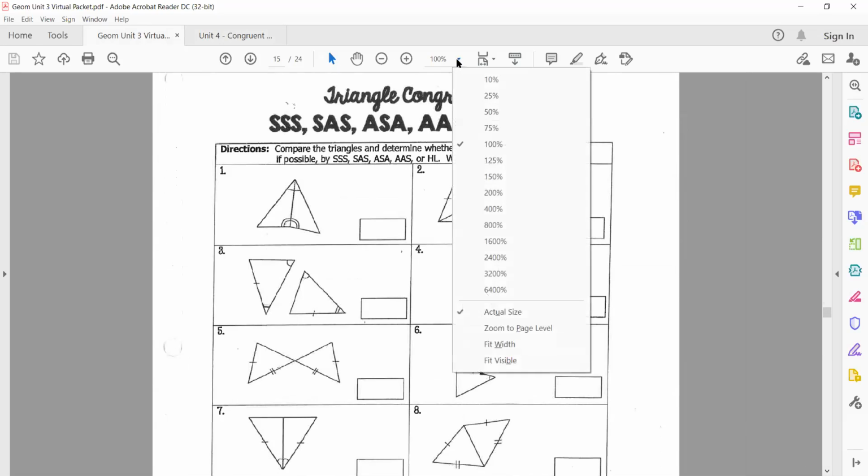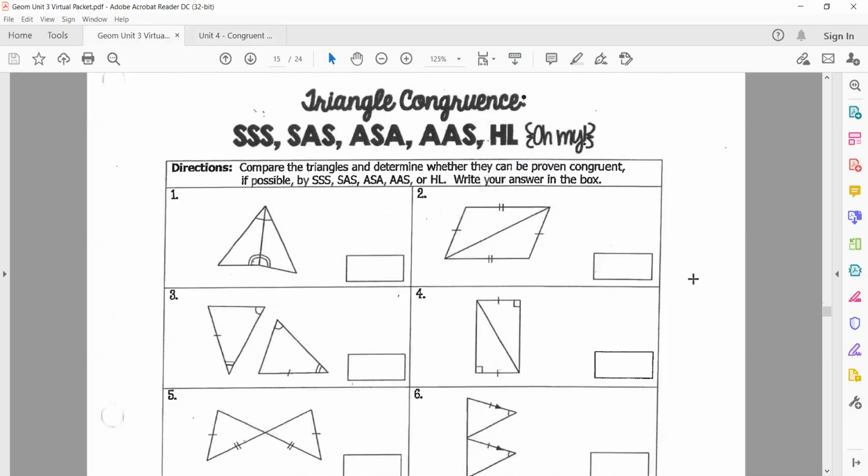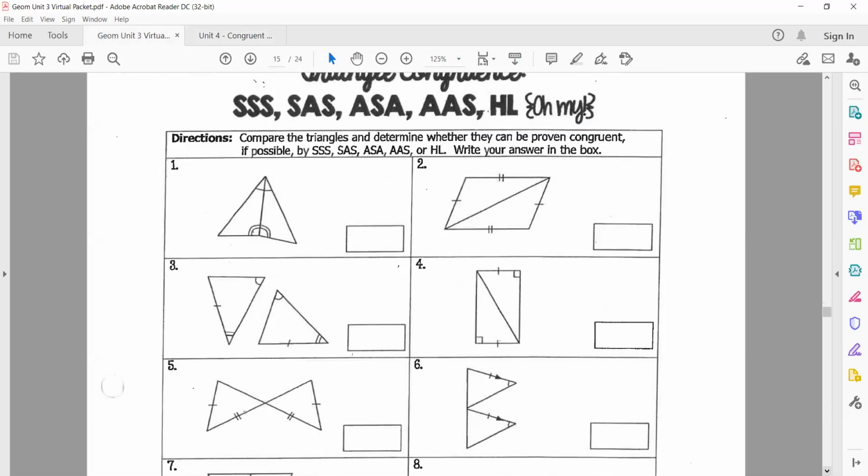So this next page, not going to do all of these. This next page gives you a chance to think about what some of these drawings actually represent. Can we prove by one of those five methods that the triangles are congruent or not? Do we have enough information to be able to prove that any of these in a particular way?